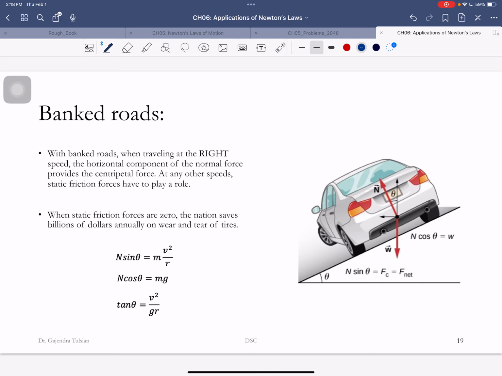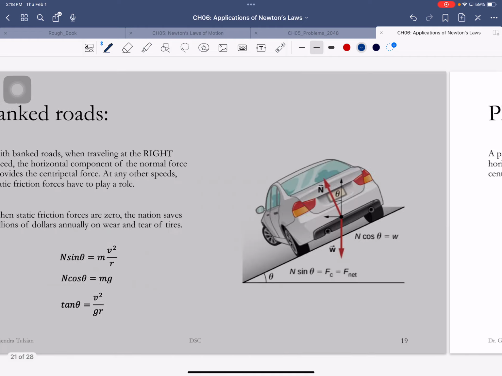All right, so this is a device to save billions of dollars for the country. You don't have to rely on static friction, and it's also a safety feature. So if you're driving up north in the winter, if you drive at that marked speed, then you don't have to worry.